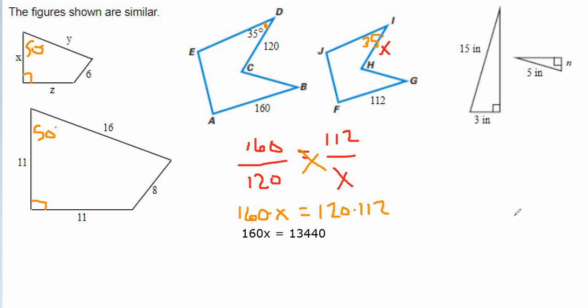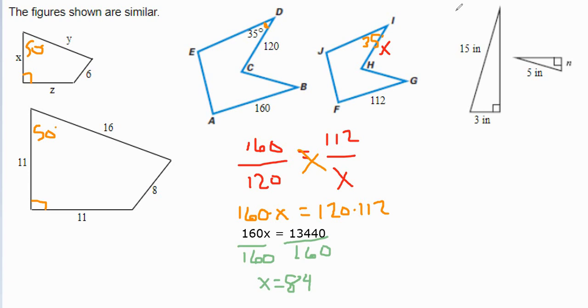That gives us 160x equals 13,440. So we're going to divide both sides by 160 because 160x means 160 times x. So we'll do the opposite, which is division. And 13,440 divided by 160 is 84, and that'll be our answer.